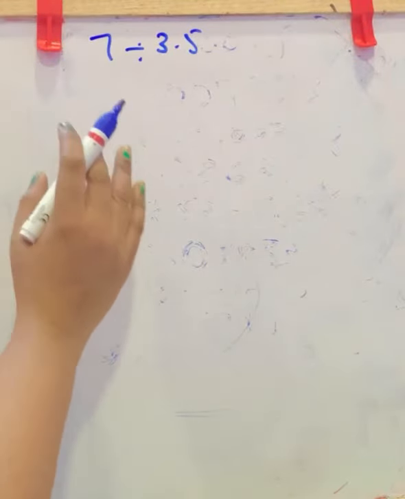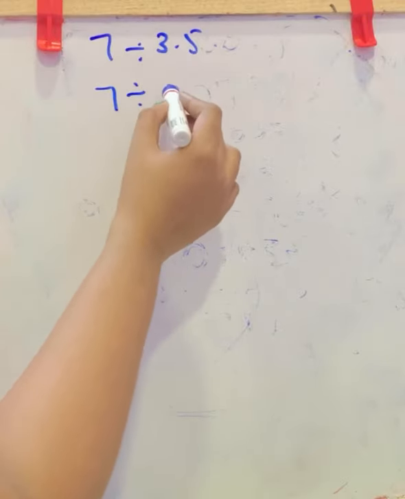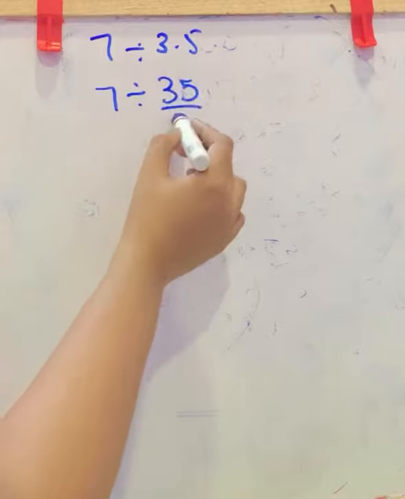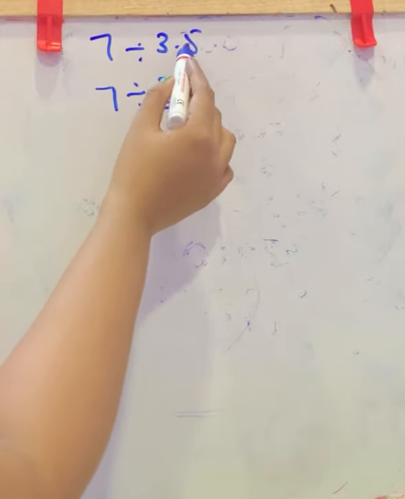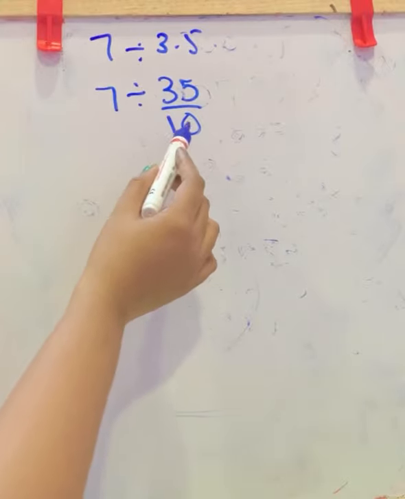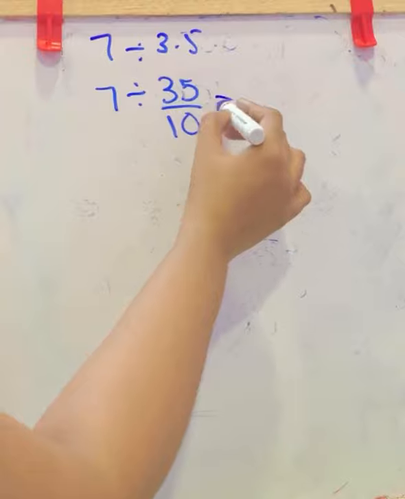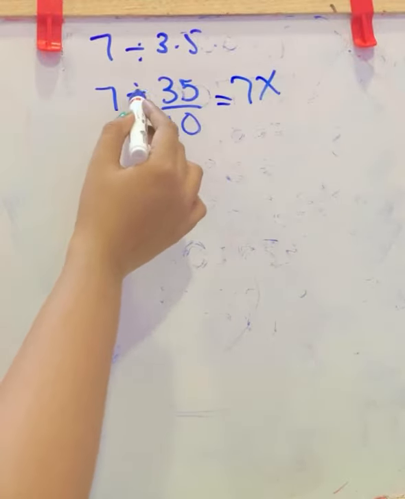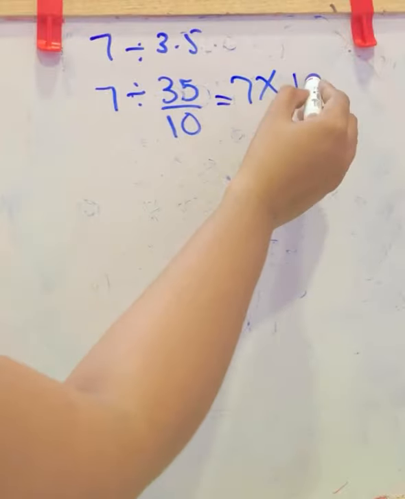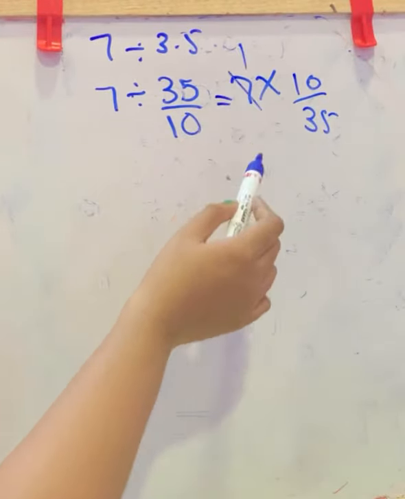I am showing the easiest method first. So this becomes 7 division 3.5. You can convert it as without decimal 35 by how many digits after decimal? 1 digit. So 10. 7 division 35 by 10. 3.5 is 35 by 10. Now this becomes 7 into, when division changes to multiplication, you want to convert this to its reciprocal 10 by 35.